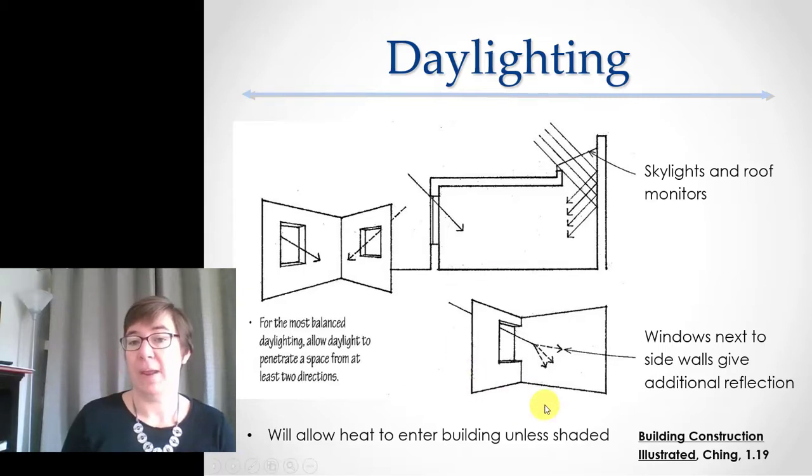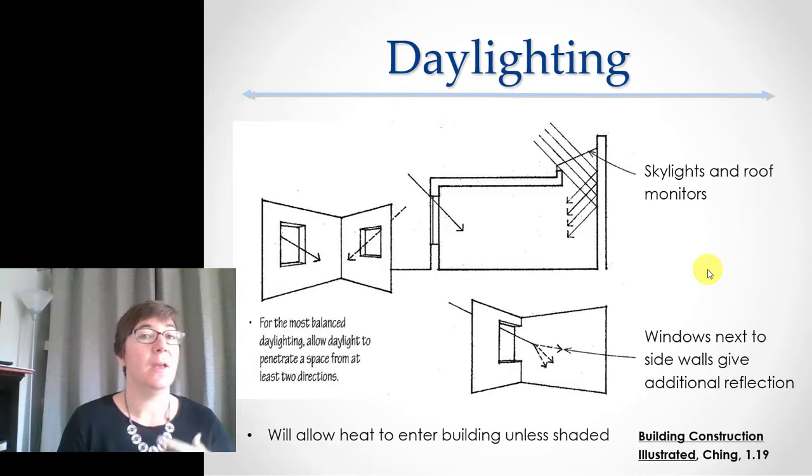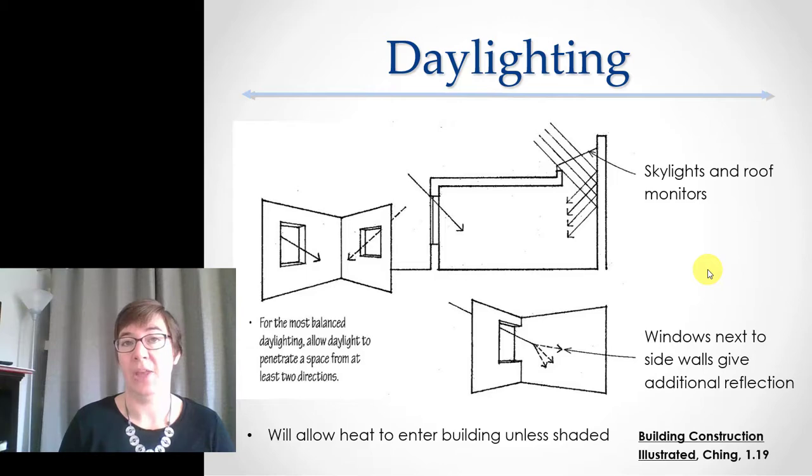Here's another suggestion: place your windows next to a sidewall. In that case, you'll get some bounced light into your room. The final picture here illustrates the fact that skylights and roof monitors are very successful ways to allow the daylight into your space. And a last caveat: we built those shading devices for a reason. Daylighting will allow heat to enter your building unless you successfully use those shading devices.